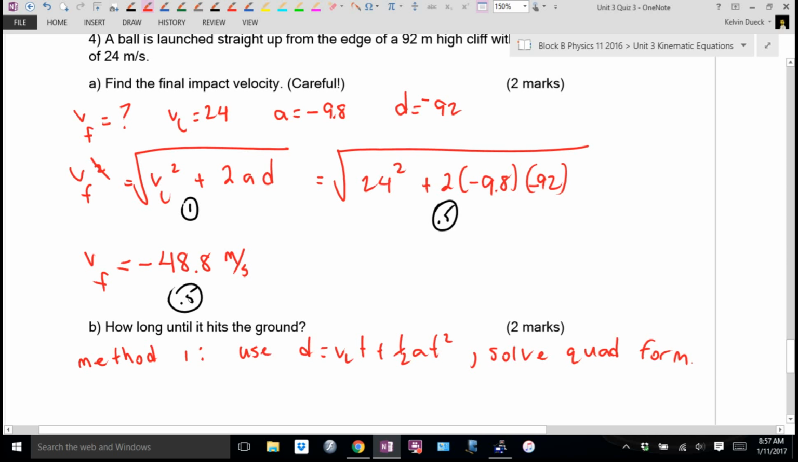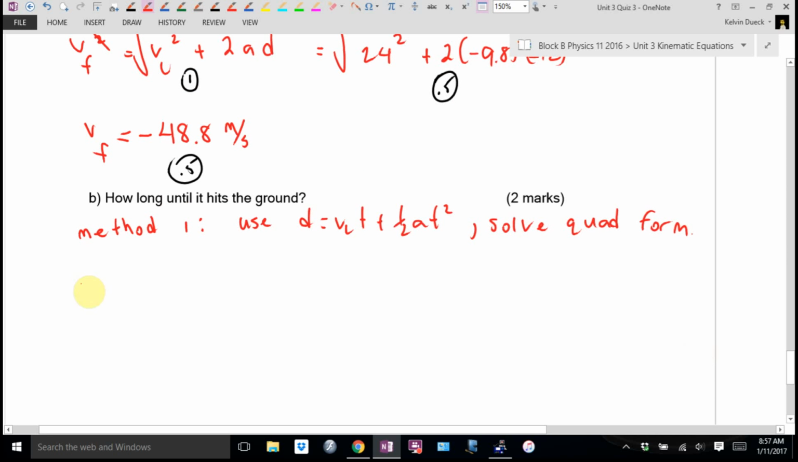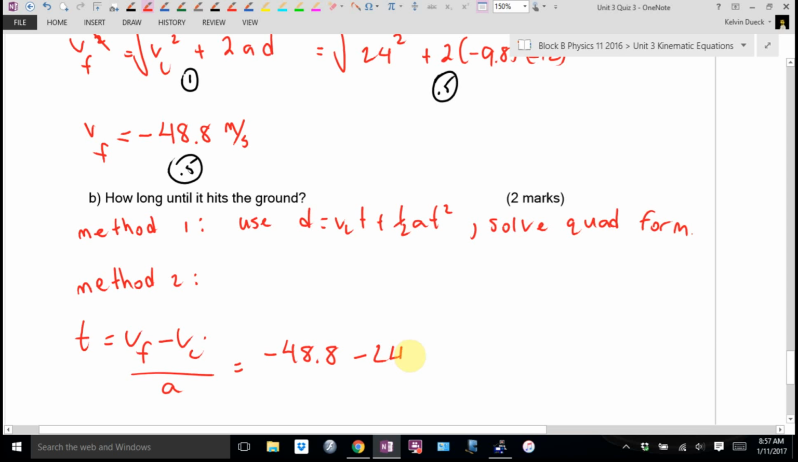Method 2, go T equals VF minus VI over A. I have VF sitting right here. I have VI and I have A listed up there. It's going to be VF negative 48.8 minus 24 all over negative 9.8.